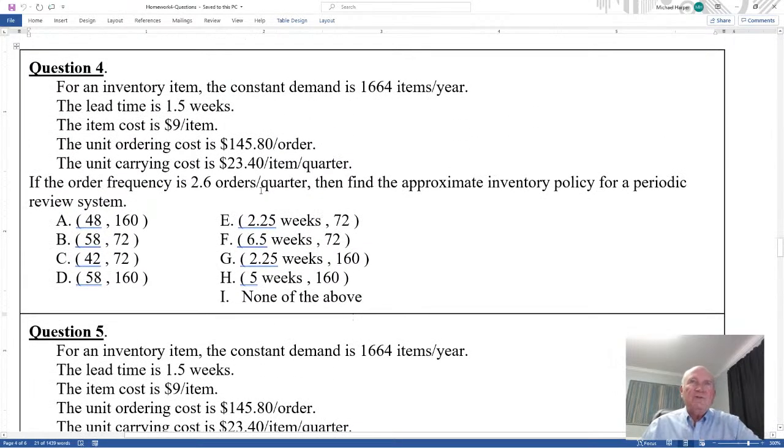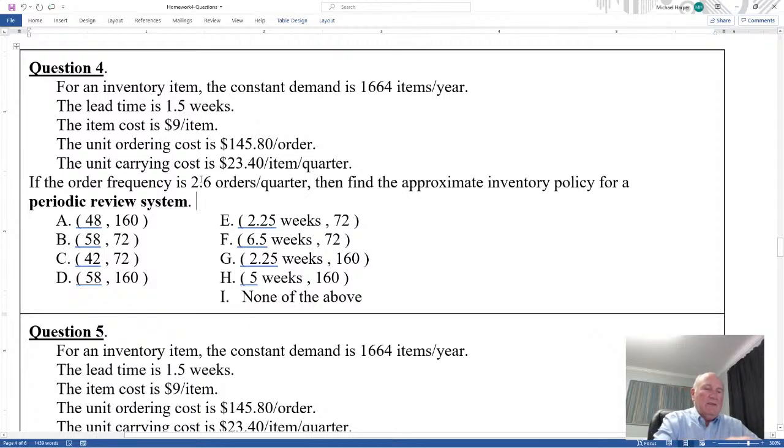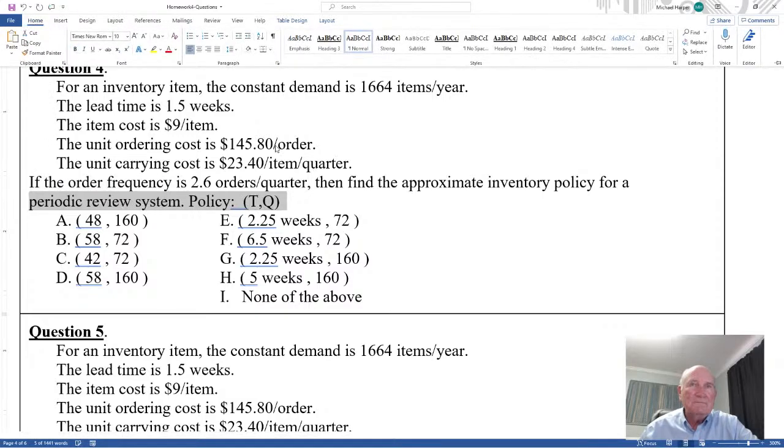For this one, the order frequency is 2.6 orders per quarter, and I need to find the approximate inventory plus for a periodic review system. Let's bold that to highlight it. And remember, the policy for a periodic review system is T and Q.